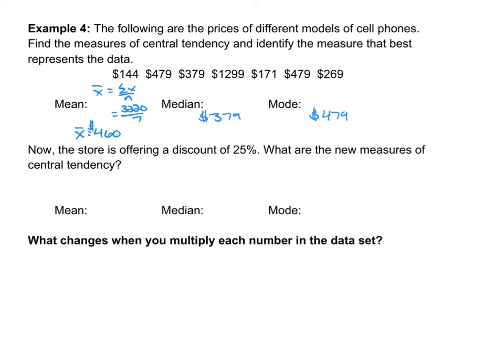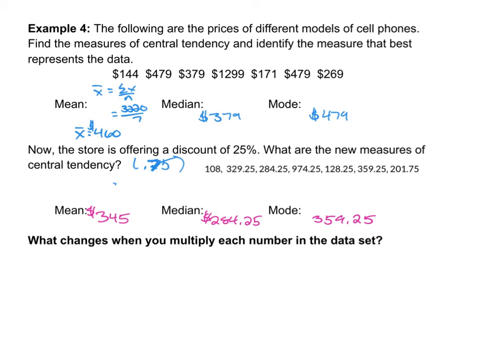In the first part, we should end up with an average or a mean of $460, median of $379, and the mode of $479. Now the store is offering a discount of 25%. What are the new measures of central tendency? So the first thing we need to do is take 25% of each of those numbers. So multiply everything by 0.25. And we should get some new numbers, and then we'll find our mean, median, mode. Pause here, and we'll check back in when you're done.